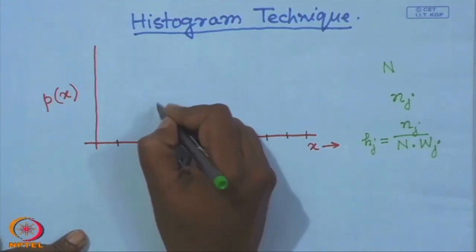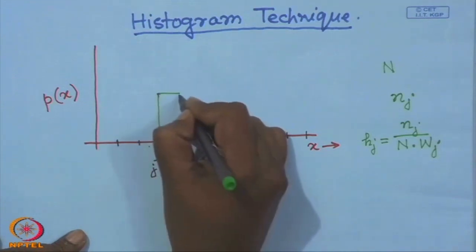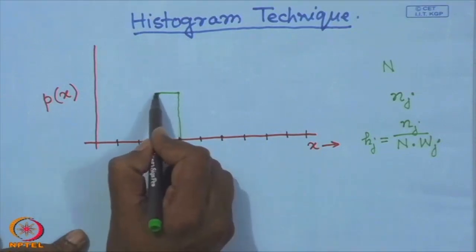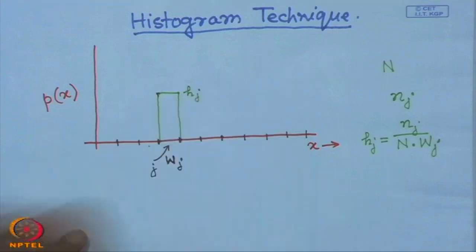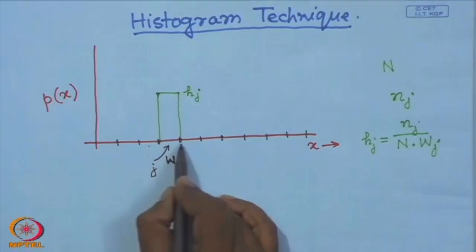So, I will have a situation something like this. I have a rectangular bar placed over this, where the height of this rectangular bar will be h_j, which actually represents the probability that x will have a sample value within this jth interval w_j.